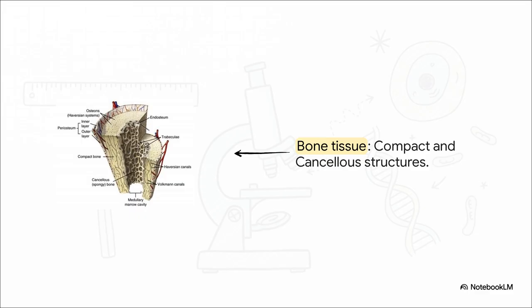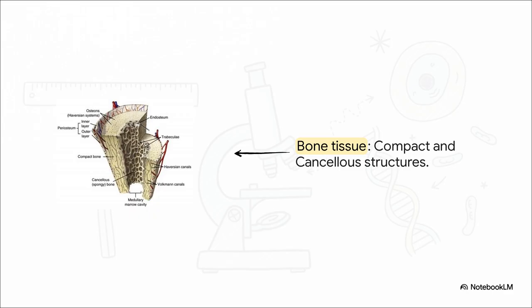You've got long bones like your femur that act as massive levers for movement, short, cube-shaped bones in your wrists for stability, flat bones like your skull for protection, complex, irregular bones like your vertebrae, and even tiny sesame seed-shaped sesamoid bones like your kneecap, embedded right in your tendons. But microscopically, they share a stunning architecture.